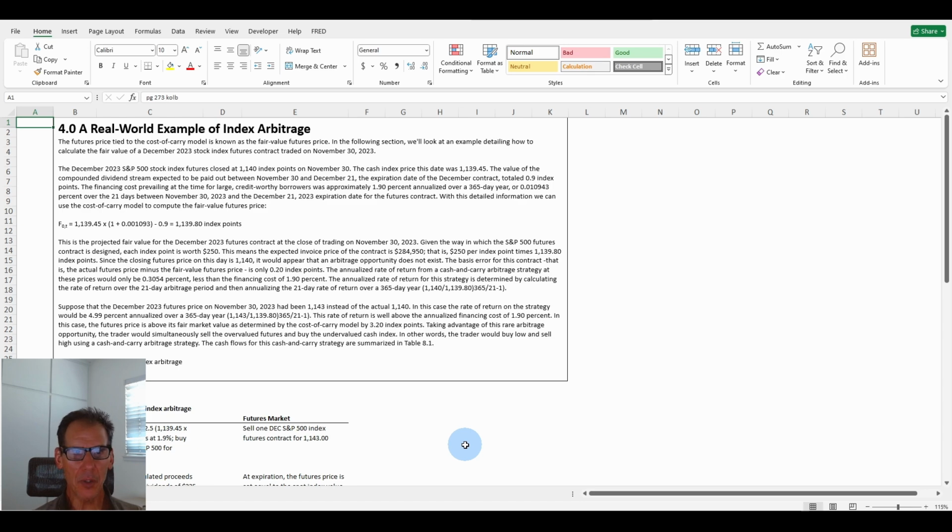Brad Williams, Frugal Finance, a real-world example of index arbitrage. What is index arbitrage, you ask? Well, let me tell you.